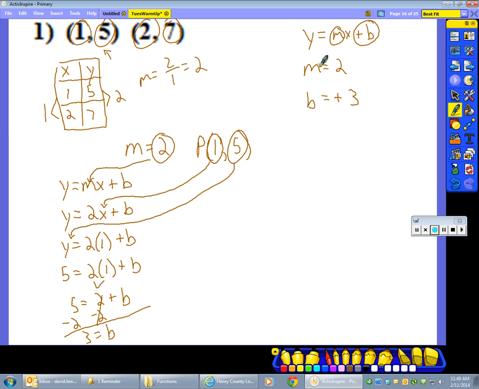So now that I know what my m is and I know what my b is, I can put it together to make my equation. y equals 2, because there's my 2, x plus 3, because that is my y-intercept. So that's the equation for number 1.